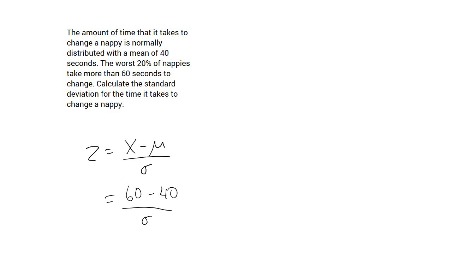Now we just need to look at this Z value. It says the worst 20% of nappies. So if we draw a quick little normal distribution curve, the worst 20% is up here because the worst 20% are going to take the longest to change.